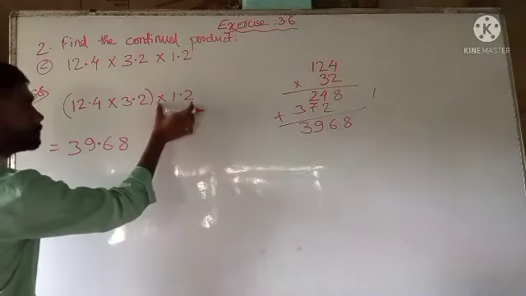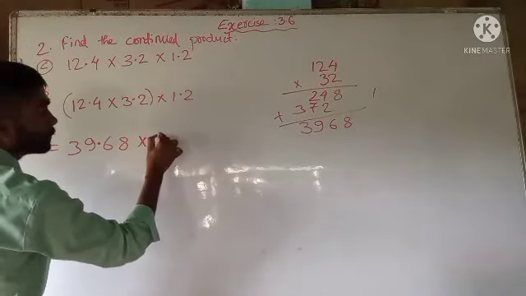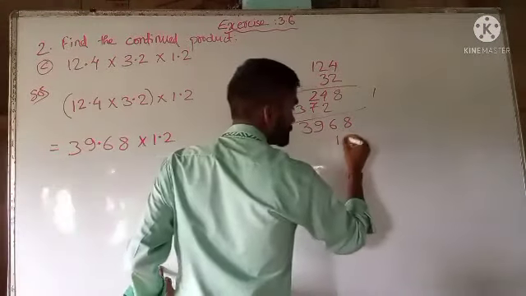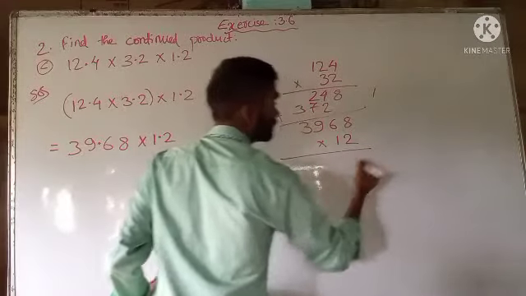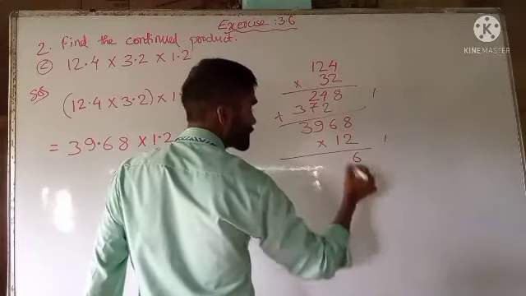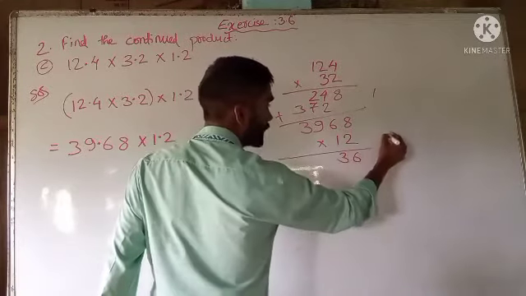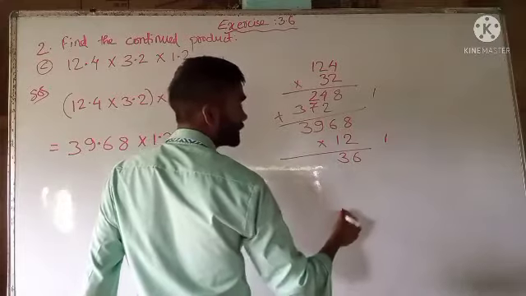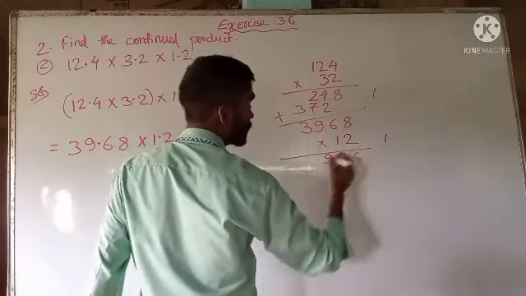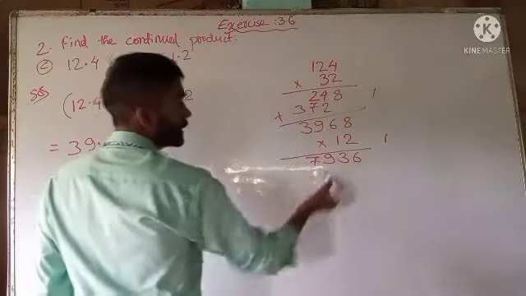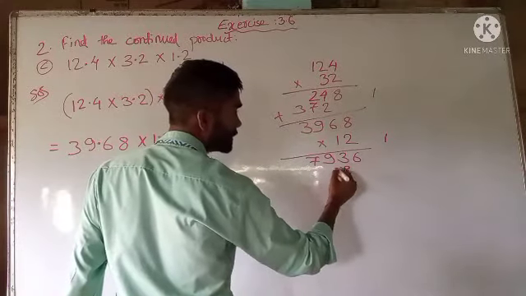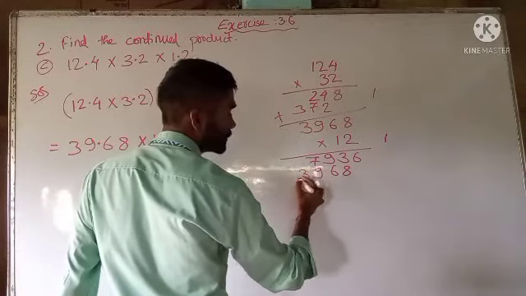Now again we will have to multiply this one with this 1.2. So let us multiply again with 12. Now here 2 into 8 is 16, 6 and 1 in hand. 2 into 6 is 12 plus 1 is 13, 3 and again 1 in hand. 2 into 9 is 18, 18 plus 1 is 19, 9 and again 1 in hand. 2 into 3 is 6 plus 1 is 7. Now if we are multiplying with 1, the same result we are going to get. So we will write it as it is, that is 8, 6, 9 and 3.